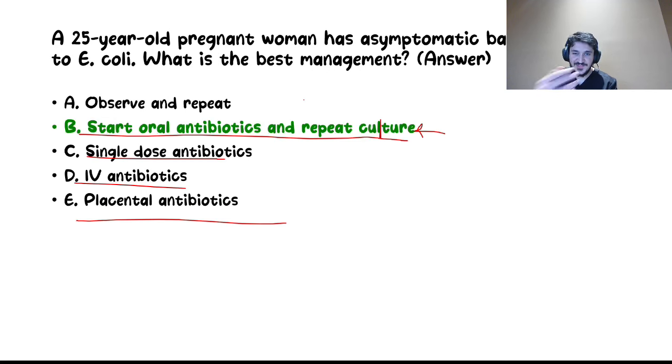And just to explain, to make it easier for you to remember, it's asymptomatic. Usually asymptomatic stuff we don't need to treat with IV antibiotic. IV antibiotics are very aggressive, and the reason we repeat the culture is to make sure that the infection is not there anymore, so you won't harm the baby.